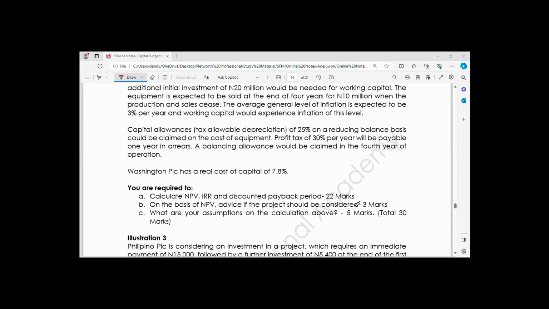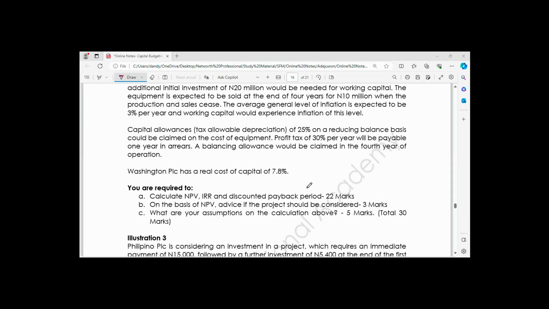Thank you very much, Fidelis. That is the question. Now, whenever you are given a question, before you start reading the body, you have to start from the requirements, because that will help you to understand the expectation of the examiner. In this question, you are required to calculate NPV, IRR, and discounted payback period. So now that you know what you want to calculate, you can then proceed to reading A to Z of the question. But one thing is certain: in this question, we want to calculate NPV.